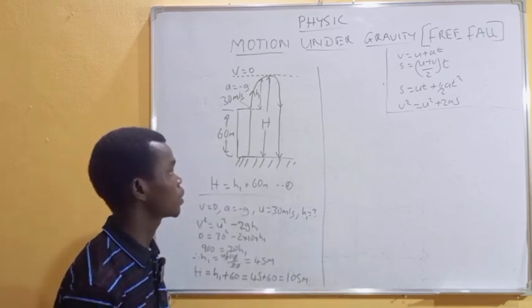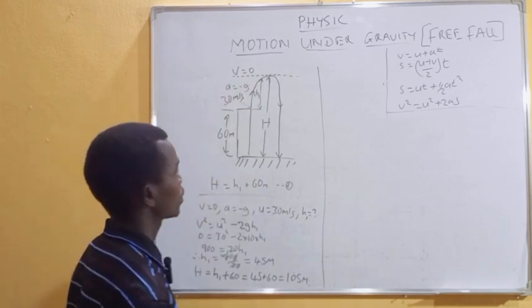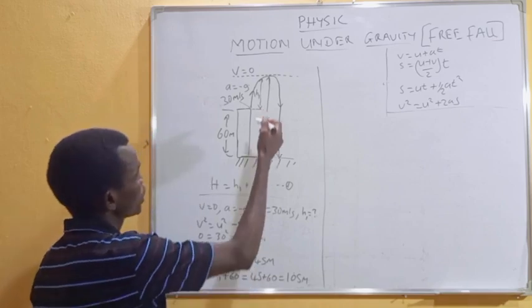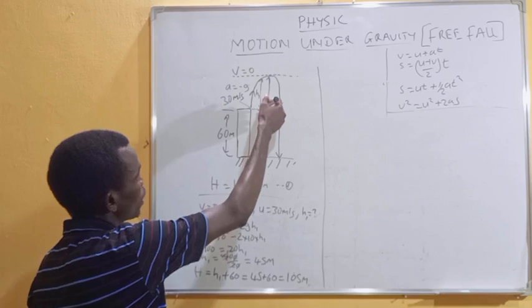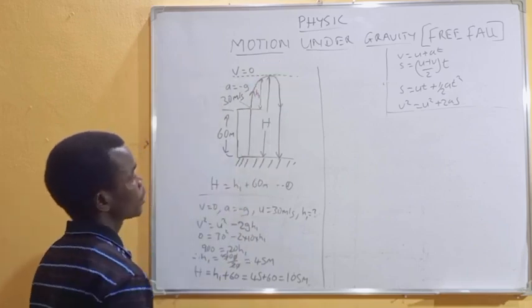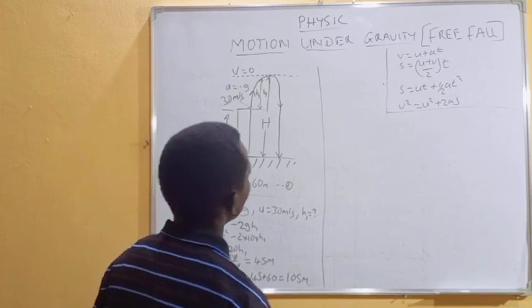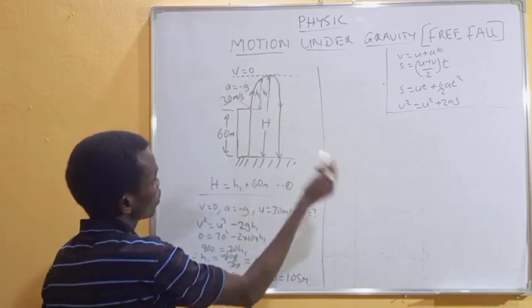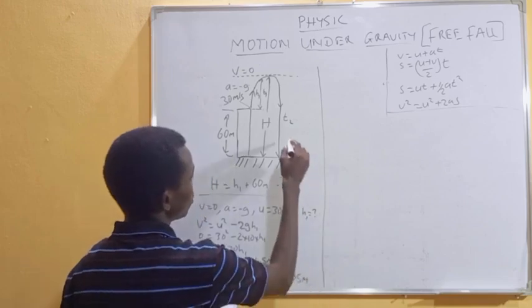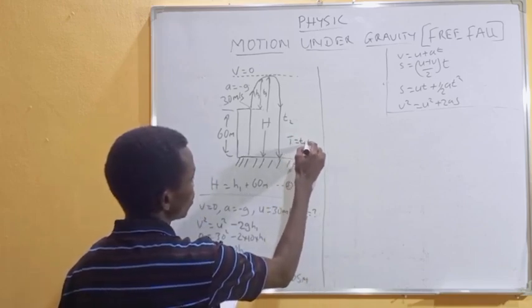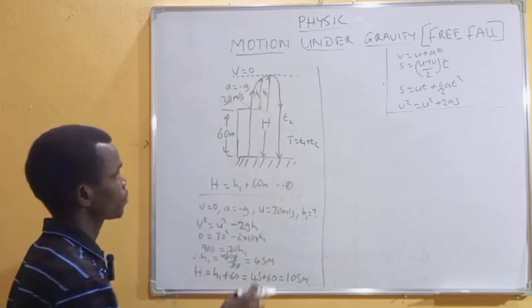To calculate the time taken for the ball to move from the top of the tower and return to the ground state, first of all, we'll calculate the time taken for the ball to move upward from the top of the tower to the highest point. Let's take it as T1. And the time taken for the ball to move from the highest point downward, let's take it as T2. Therefore, the total time will be given as T is equal to T1 plus T2. And before we can do that, we have to find T1.